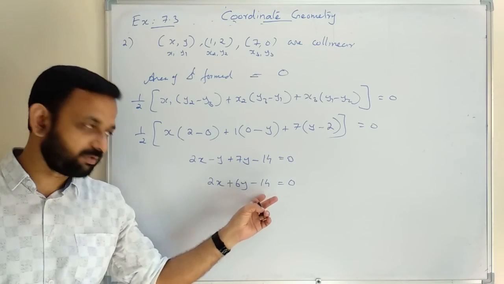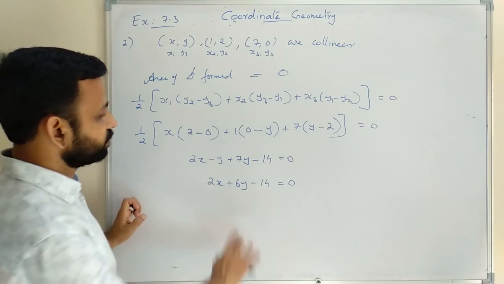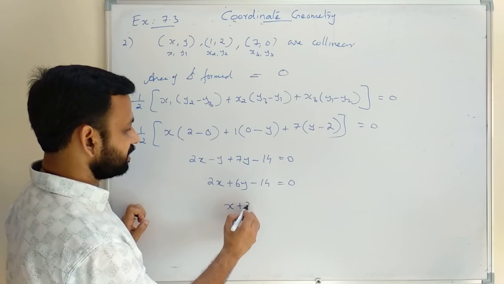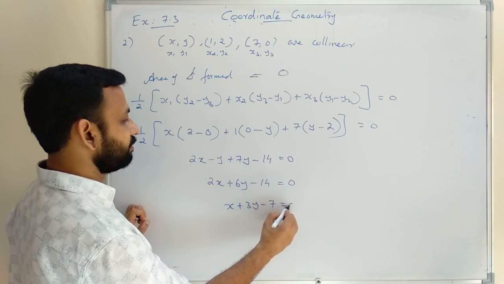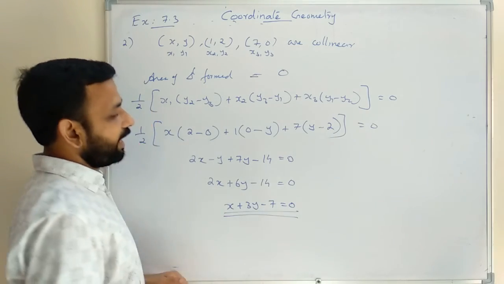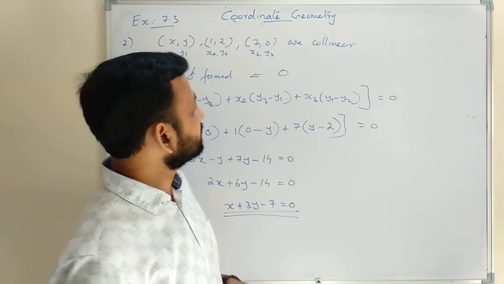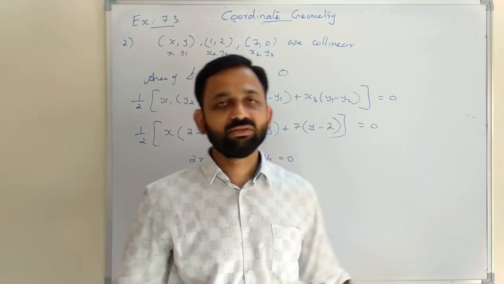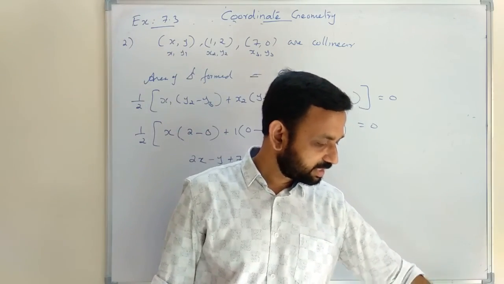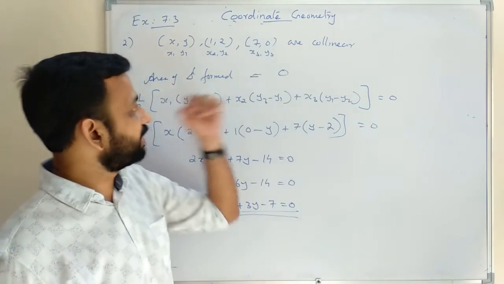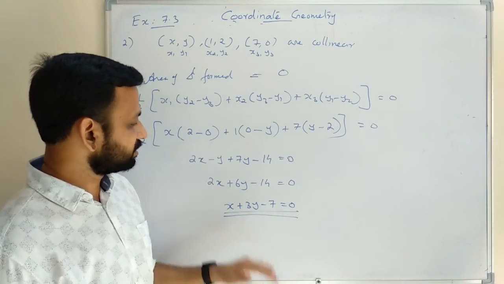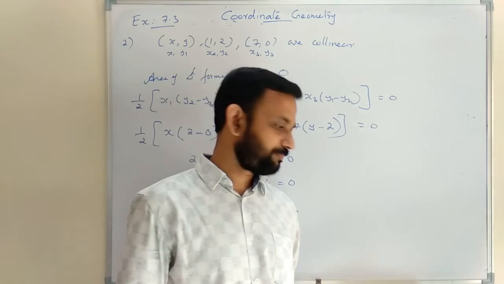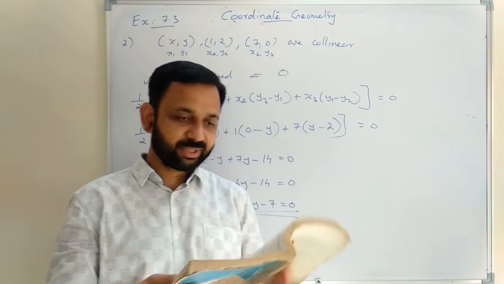And here we can simplify this one, we can divide it by 2. So when we divide each and every term by 2, it will be x plus 3y minus 7 equal to 0. So this is the final answer, and this is the relation between x and y if these 3 points are collinear. So that relation is x plus 3y minus 7 equal to 0. So we completed coordinate geometry.